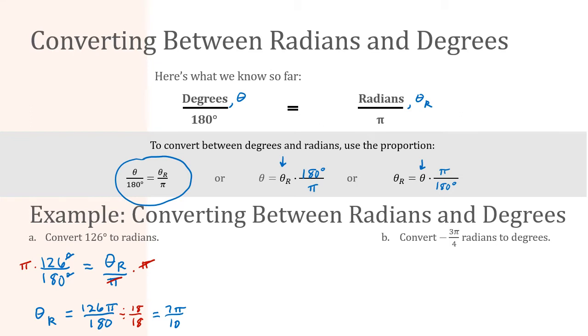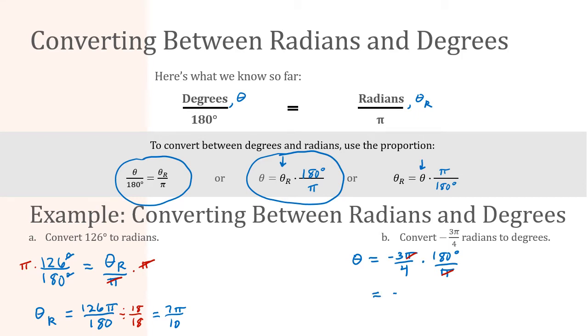So I'm being given radians, and I want to convert those to degrees. So I'm going to use this second proportion, which is a variation of the first, that says that theta is equal to theta sub r, which has been given to me, so negative 3 pi over 4, and I'm going to multiply that by 180 degrees over pi. Now I like this because the pi's are going to cancel, and I'm going to be left with just an answer with the new unit of degrees.